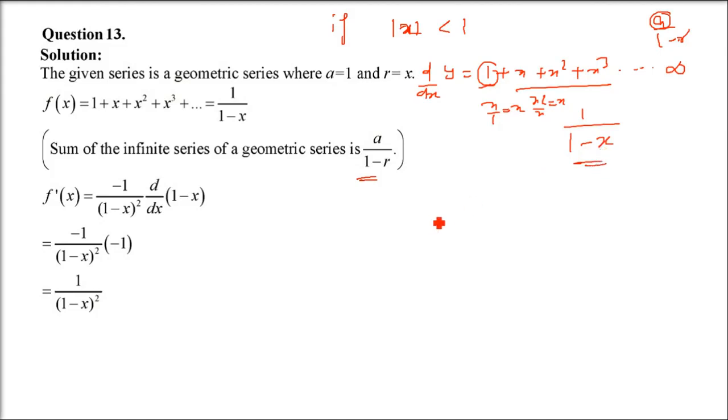Now we'll find out the differentiation of this. But before that, if you see 1 minus x, mod x is less than 1. Mod x is less than 1 means x is between 1 and minus 1. That is how it is important. You cannot have x as 1. If you put x as 1, it will be 1 by 0, 1 by infinite.